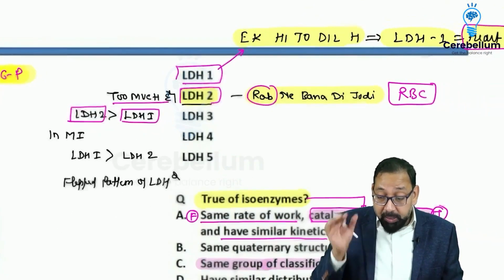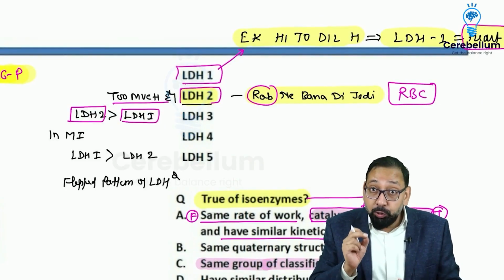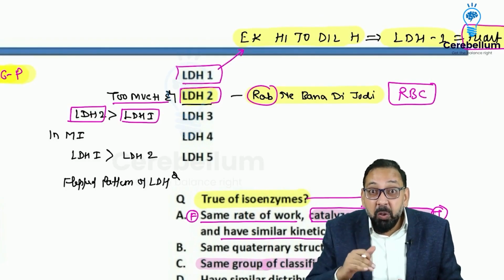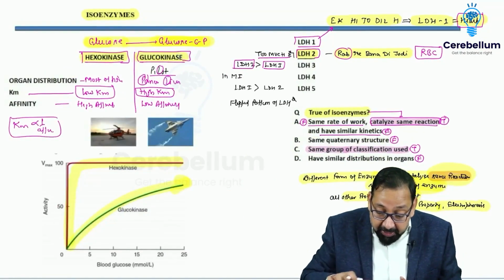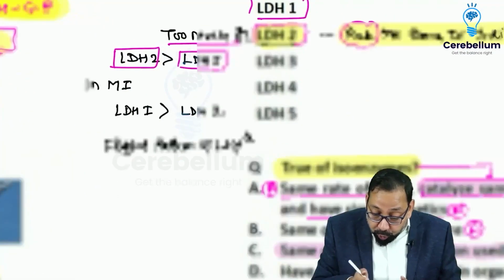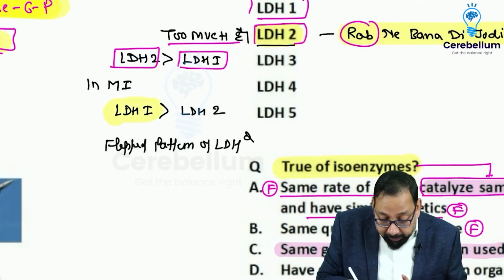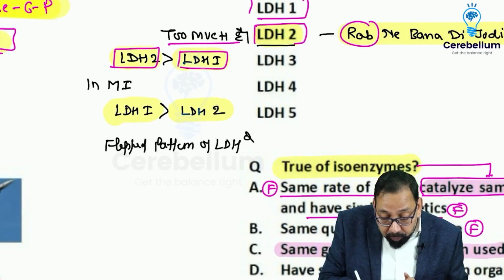But in myocardial infarction, myocardium death occurs. So this LDH will be released in blood. So in MI, LDH1 will increase. In MI, LDH1 will increase more than LDH2. So in MI, LDH1 is more than LDH2. Normally, LDH2 is more than LDH1.